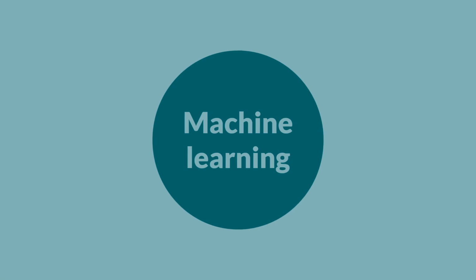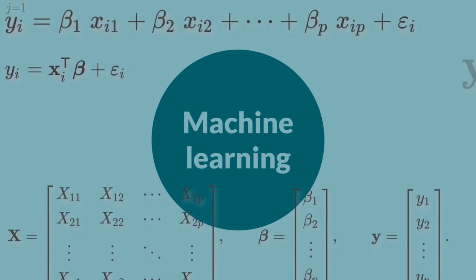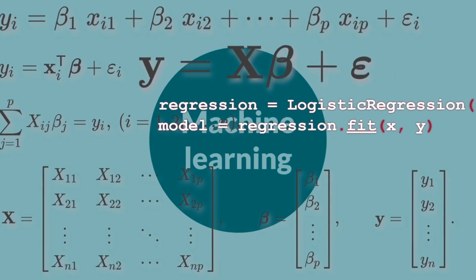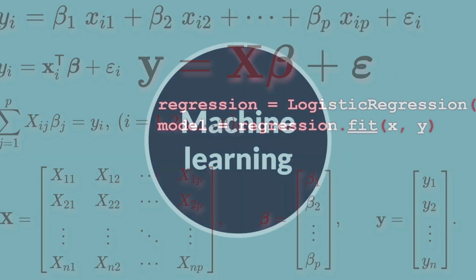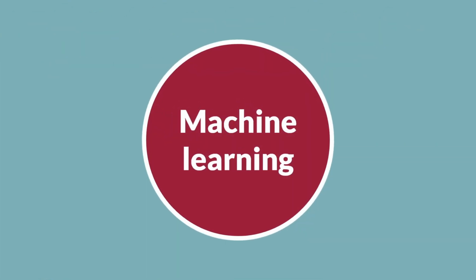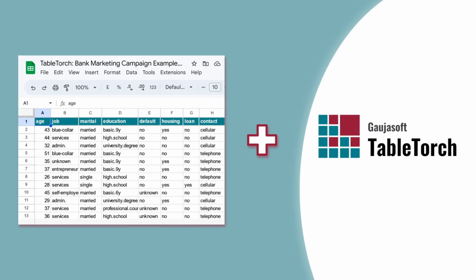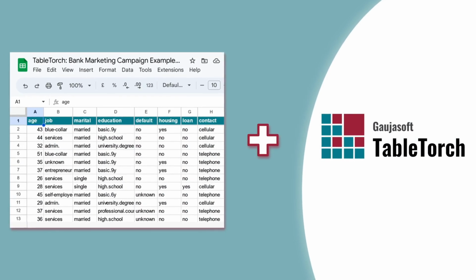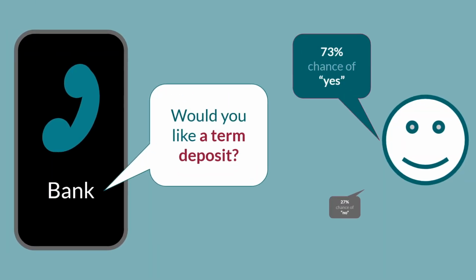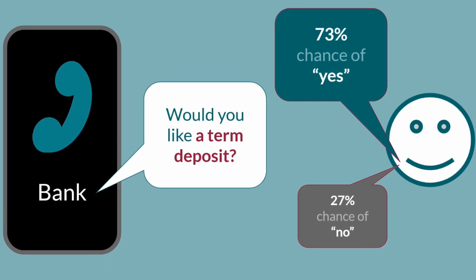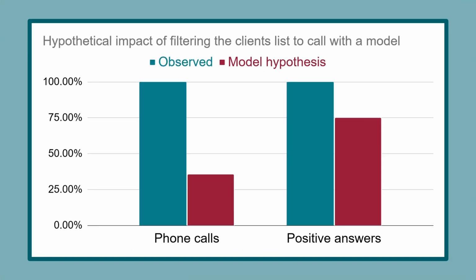Machine learning is often thought of as too complex, requiring programming in Python or R and an elaborate toolset. However, this is not necessarily the case. In this video, using just Google Sheets with the TableTorch add-on, we'll prepare a dataset and feed a model estimating the likelihood of a bank client to respond positively to a direct marketing phone call.